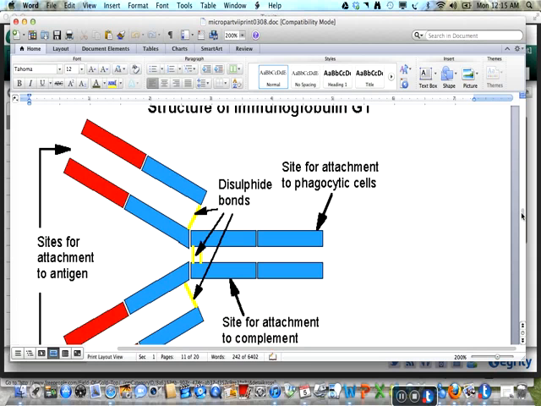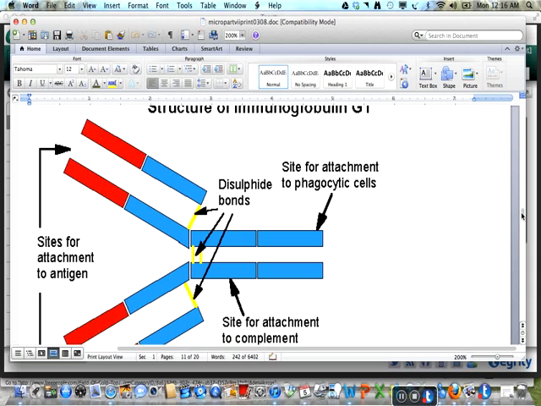The light chains attach to a Y shape. The Fc, or fragment crystallizable region, is the antibody stem. It is formed from the lower portion of the 2 heavy chains. These are named gamma, alpha, mu, epsilon, and delta for IgG, IgA, IgM, IgE, and IgD.